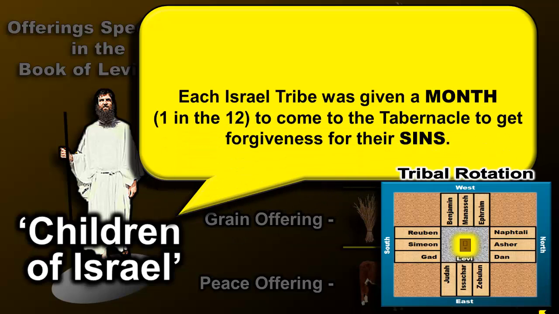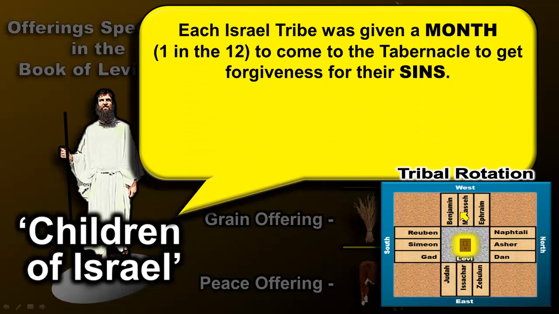Now, if you look at the little layout here of the 12 tribes, all 12 tribes didn't go to the tabernacle each month to offer their sacrifices. Each tribe was given a month to come to the tabernacle to get forgiveness for their sins. So you might ask, what about the other 11 tribes? What are they supposed to do? They have to wait 11 more months before they can get forgiveness for their sins?